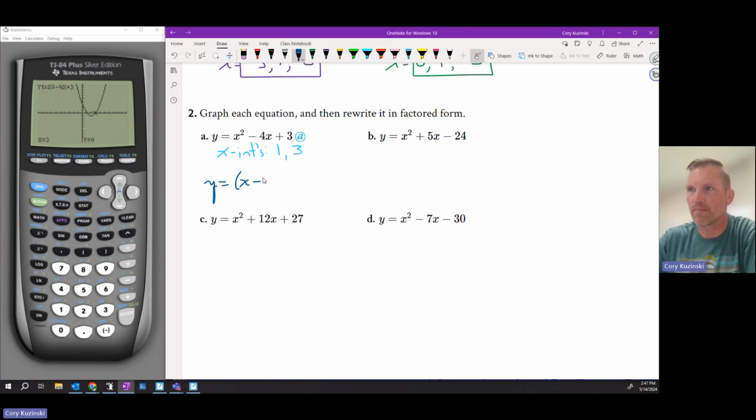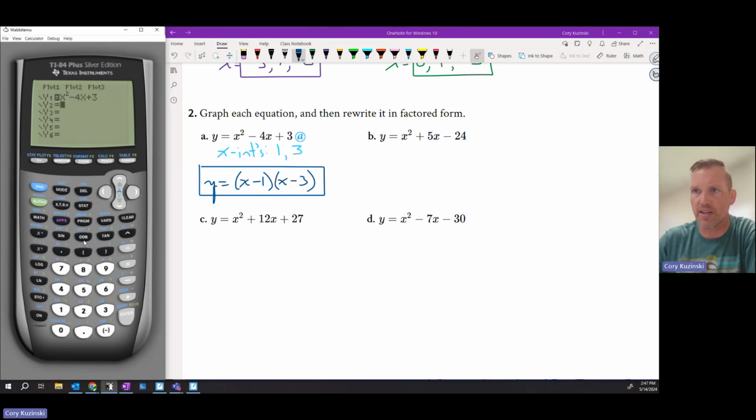So in factored form, this is going to be y equals x minus 1 times x minus 3. That's called factored form. So we find the x-intercepts, and the opposite of those x-intercepts is how they show up in our factored form. Let's put that in y2 and see if that makes sense. x minus 1 times x minus 3. Graph it. Nothing new is showing up because it's the same parabola, right? See in the table, the outputs are the same.